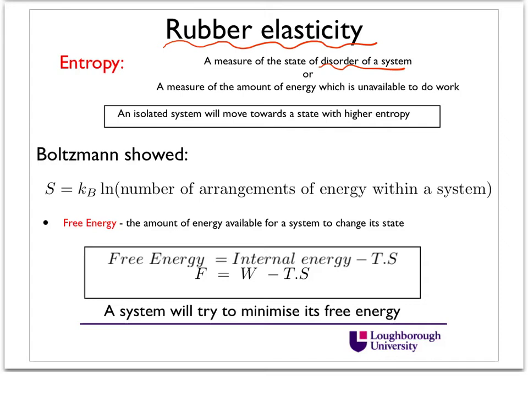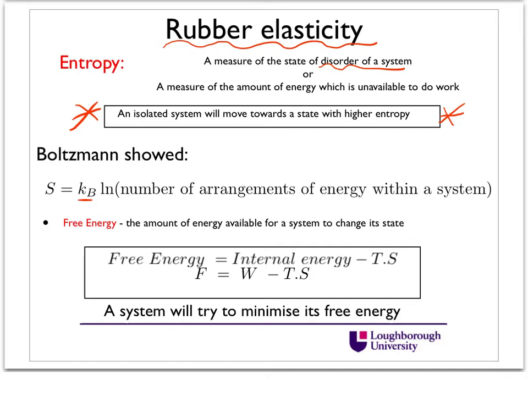Now, one of the things that you can show from thermodynamics is that an isolated system will move towards a state with higher entropy, so things will always want the higher entropy. One of the great workers in the field of thermodynamics was Boltzmann, and he showed that the entropy of a system can be described as being proportional to some constant times the log of the number of arrangements of energy within a system. So if we remember that definition for the next part, all will become clear, hopefully.